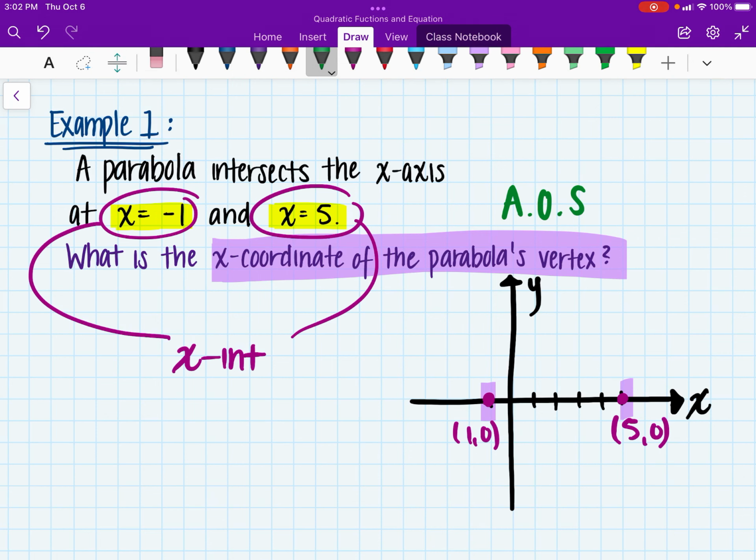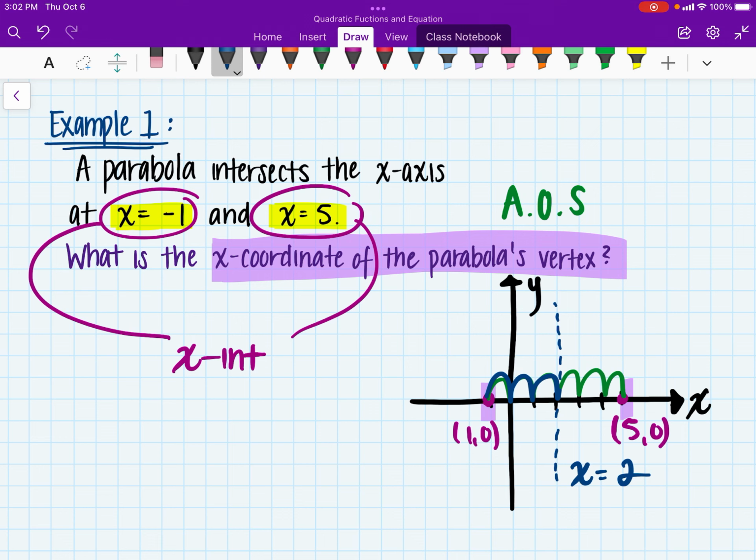So there are two ways we could do this. I could graph it like I did here, and I could count the points. Let's say the distance is 1, 2, 3, 4, 5, 6. Since there's 6 of them, half of that is 3. So I should have my axis of symmetry, or the x-coordinate of the vertex, 3 spaces away from either of the points. So I'll do 1, 2, 3. We should have the axis of symmetry there, which is the line x equals 2. That's one way of doing it visually.